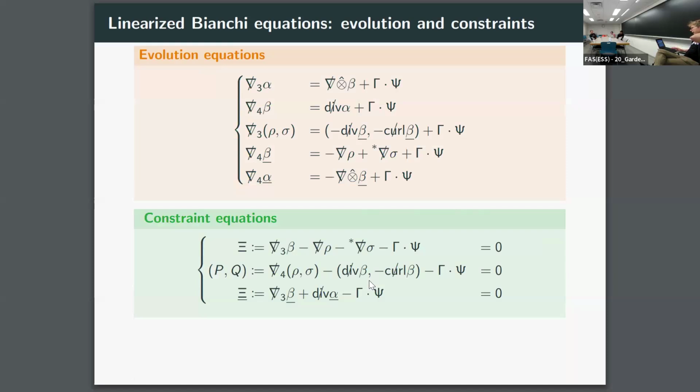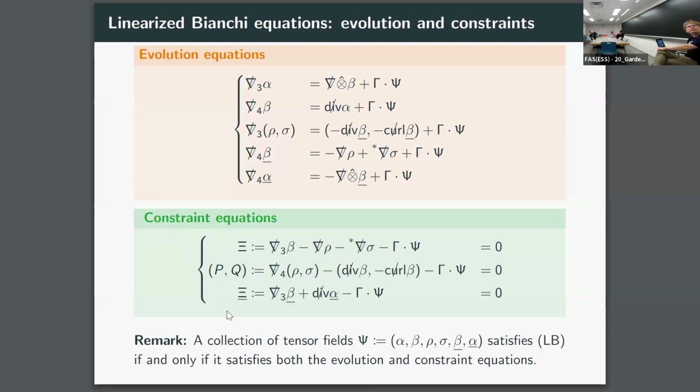So what do we get here? Just recapping this whole process a little bit more clearly. I have a set of evolution equations and a set of constraint equations. And I'm just giving these left-hand sides a name so that I can talk about them later. A key thing here, a tautology really, but important, is that if I denote psi by this whole collection of unknowns, a collection of tensor fields satisfies the full linearized Bianchi system if and only if it satisfies both the evolutions and the constraints.